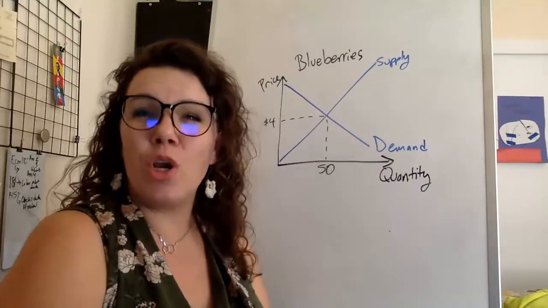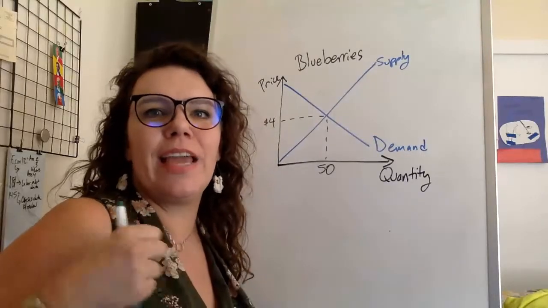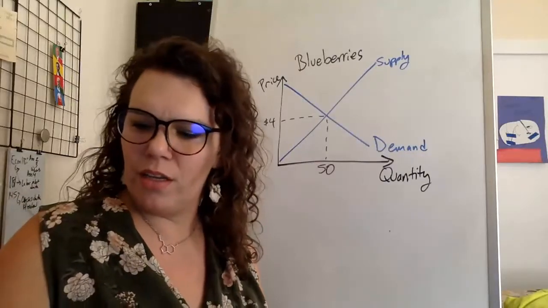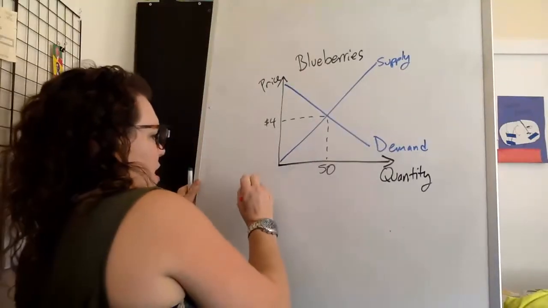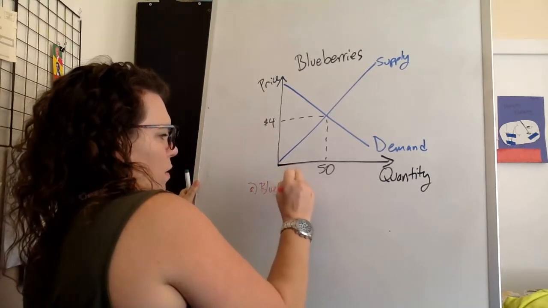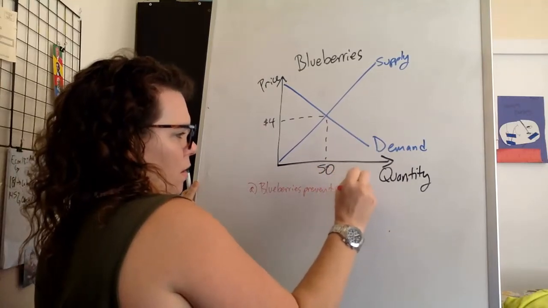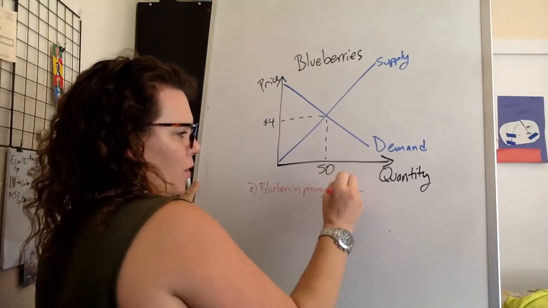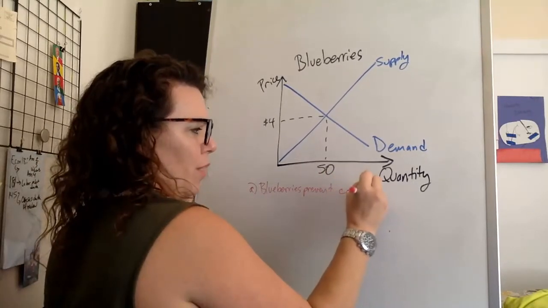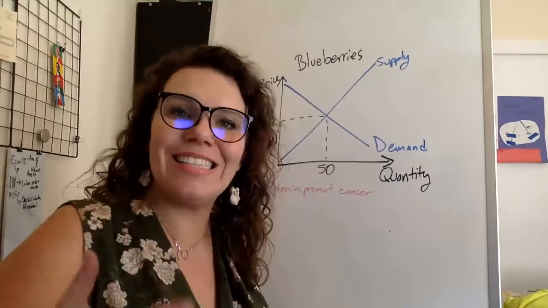Graph the effect of a new report on blueberries that indicates that blueberries can prevent cancer. What would be the effect on the equilibrium price and quantity? So my first thing is blueberries prevent cancer. Is that going to be a demand side effect or a supply side effect? Well, I think it's going to make blueberries more popular. I think that's going to be a demand side effect. It's going to be a change in tastes and preferences, right?